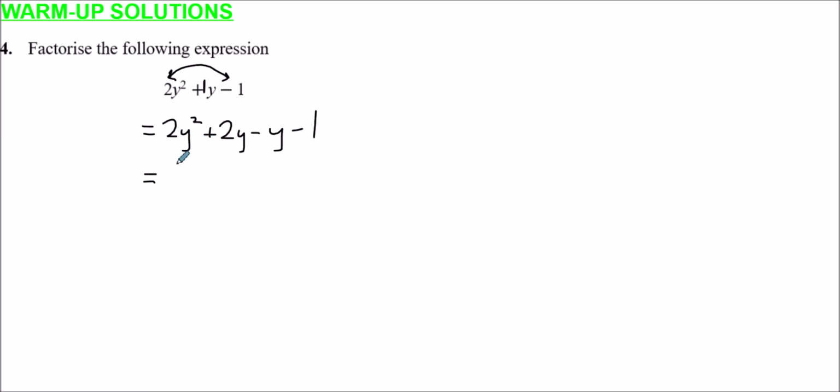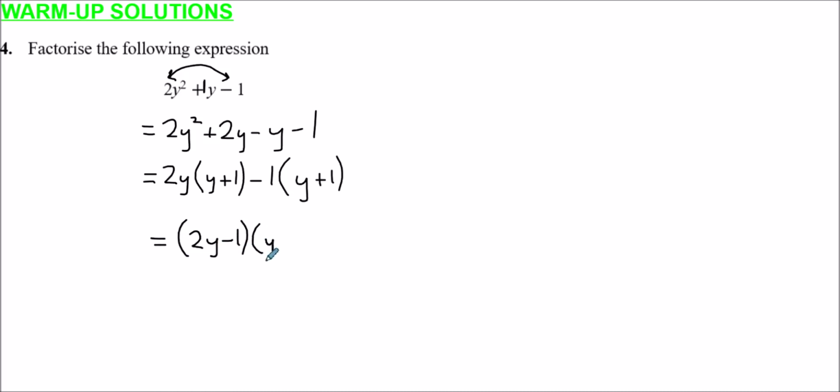So then this bit here will factorise into 2y brackets y plus 1. The last two terms have a common factor of minus 1, so we can put a minus 1 on the outside of a bracket, and on the inside y plus 1. The 2y and the minus 1 can then go inside their own bracket. So we have 2y minus 1 brackets y plus 1.